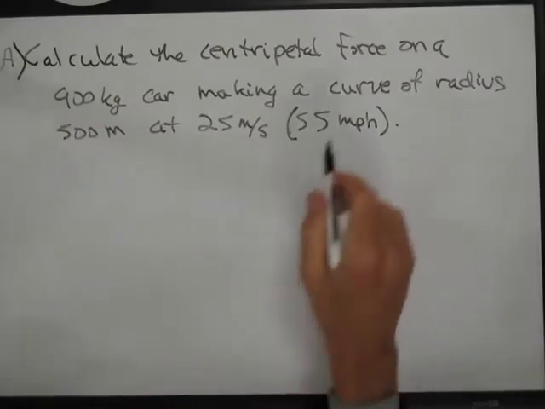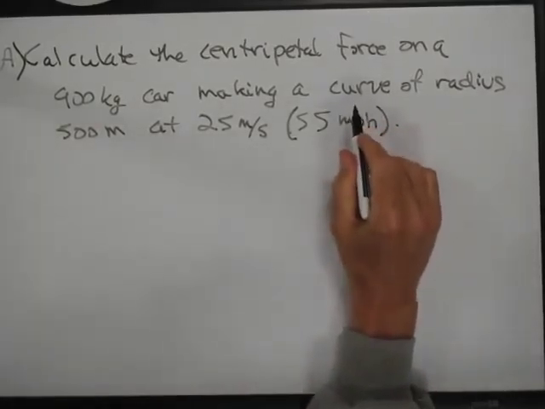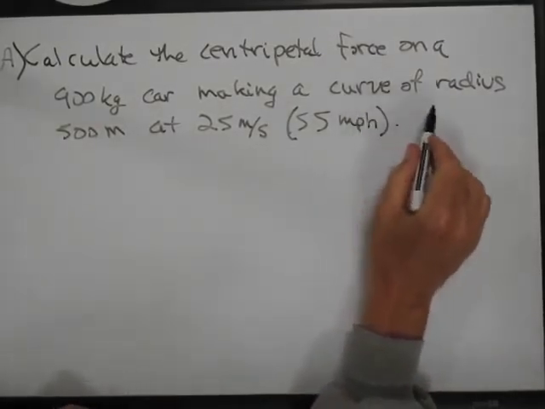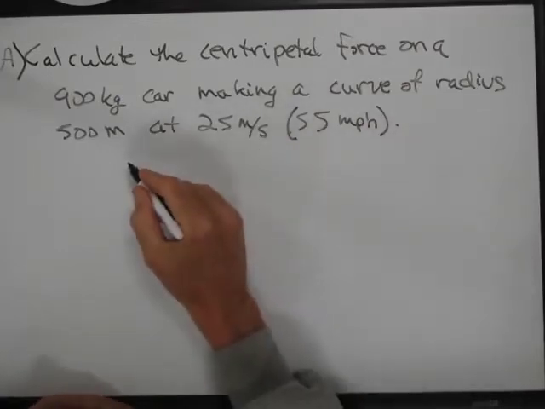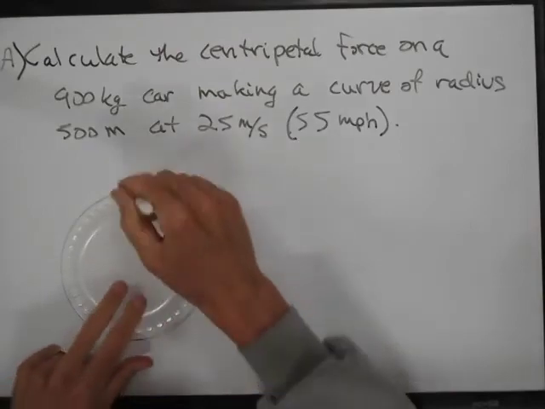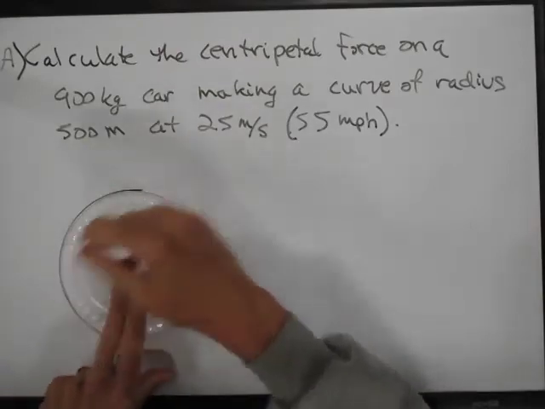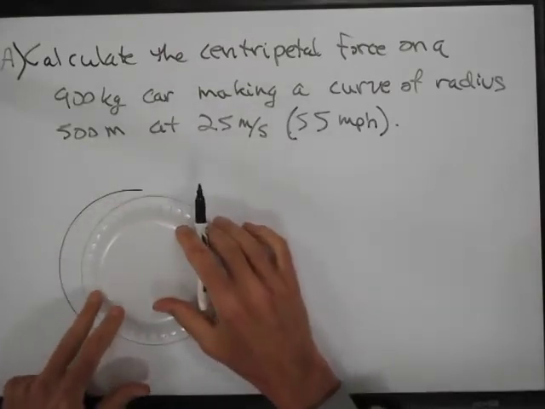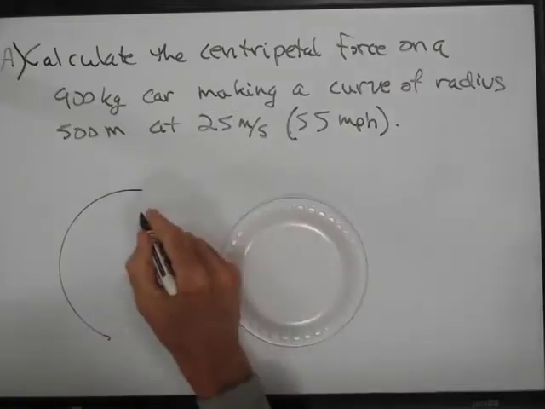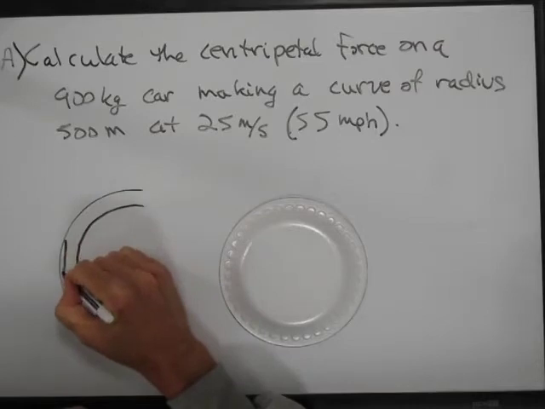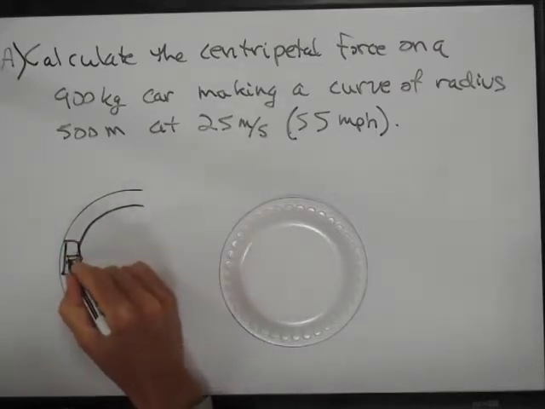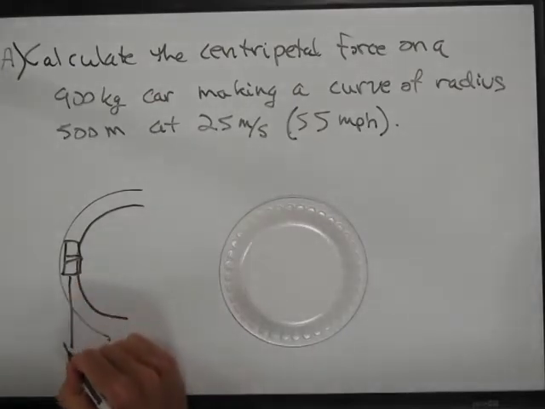So in this problem, we're to calculate the centripetal force on a 900 kilogram car, making a curve of radius 500 meters at 25 meters per second. And so maybe I'll just use this. I'll just draw a circle inside. So here's my car, say. It's on the road. It's going this way at 25 meters per second.